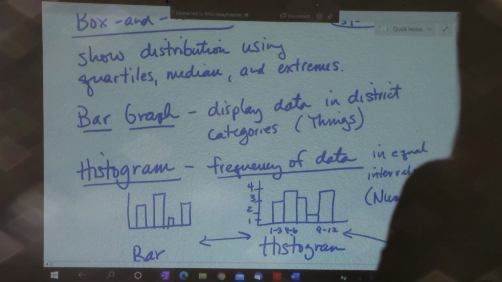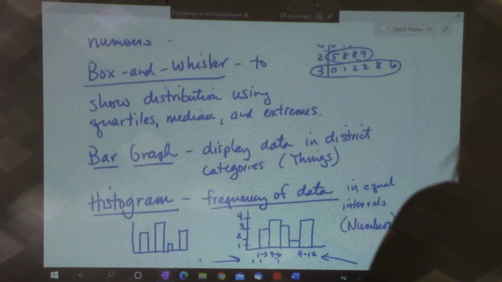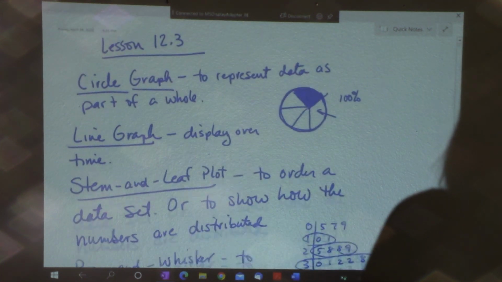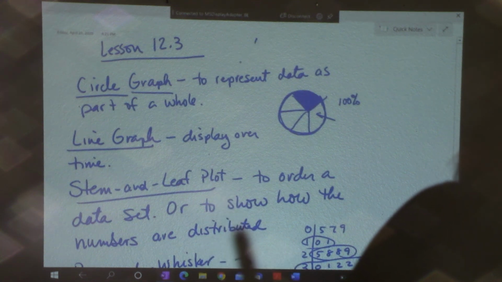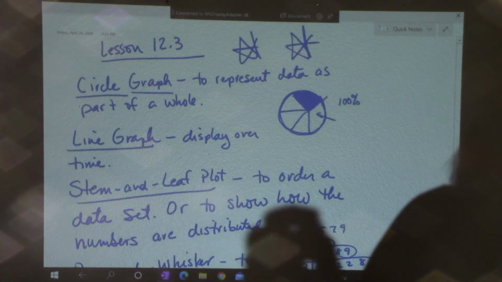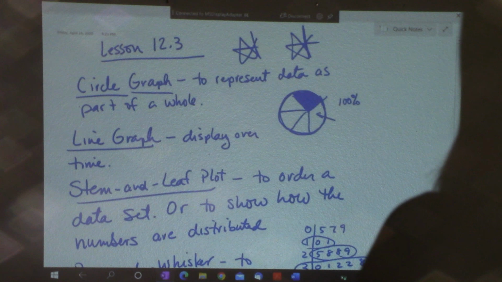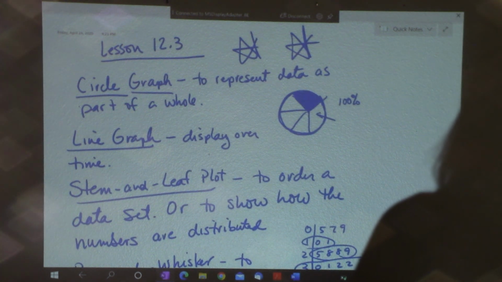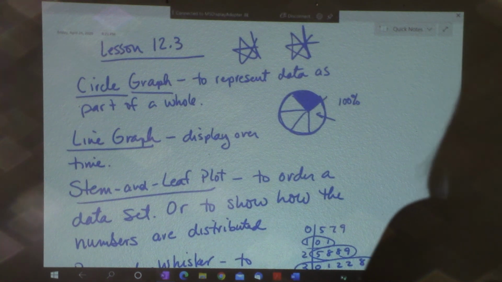Most of your tests for Chapter 12 will be multiple choice, okay? And you need to know when to use. There are several questions on when to use different types of graphs. So you must know this. This is very important. You must be able to read different types of graphs. And you might have to know how to draw a line graph or a bar graph. Okay, so that's it.